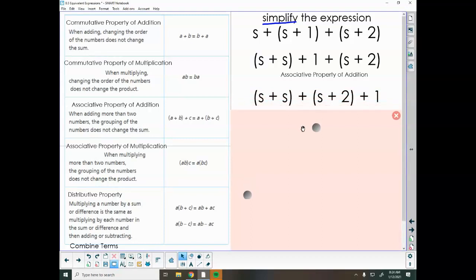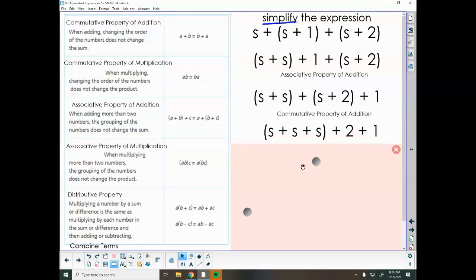So now they're turning it from here to here. Now we need to look and see, what have they done? The S plus S is the same. Here's S plus 2, and it looks like they brought plus 1 to the other side. So which of these properties can move an addition problem? The commutative property can change the order and still equal the same thing.